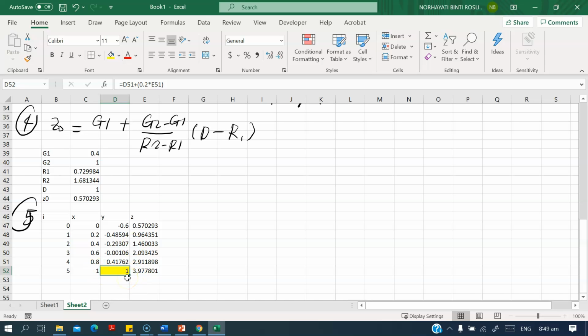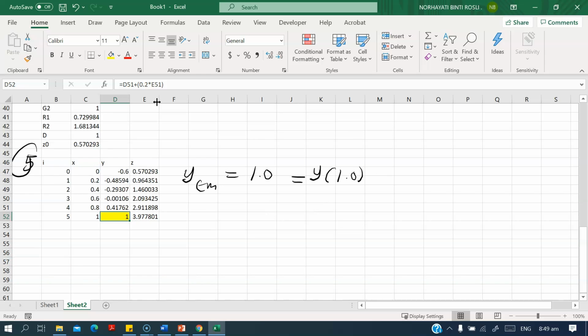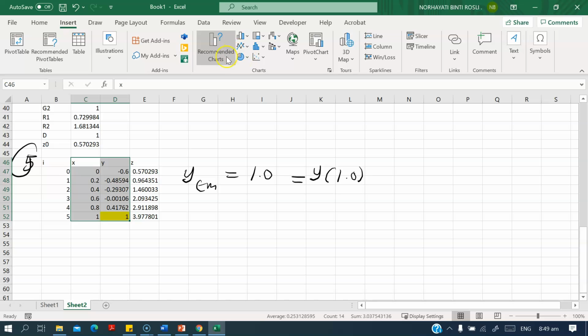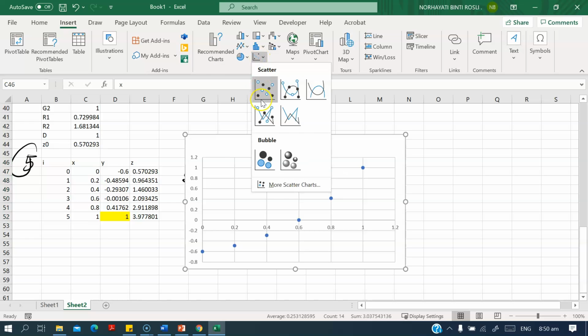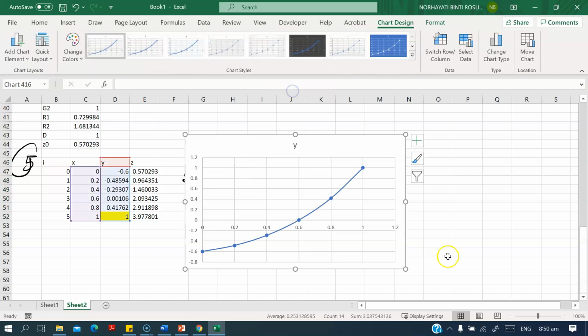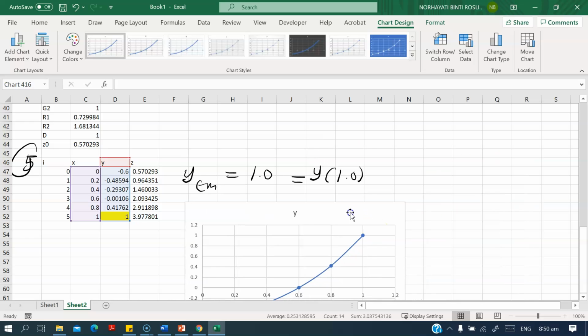That is now our approximate value by using, this is YEM. For this one, we got equal to 1.0, which is equal to Y 1.0 given in the question. So we can say that what we got all here is correct. If I plot here, I also can plot using Excel. I choose all these, and when I insert a graph here, I just choose a scatter plot. So this is the graph for this equation.